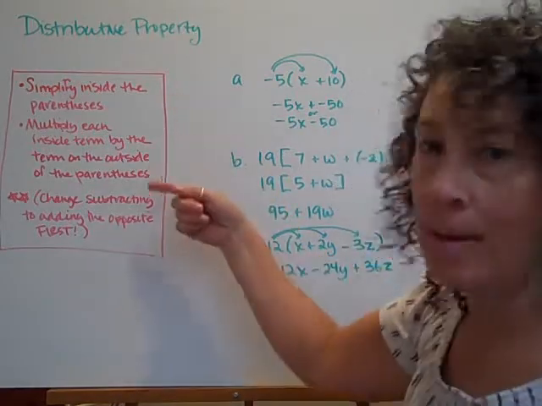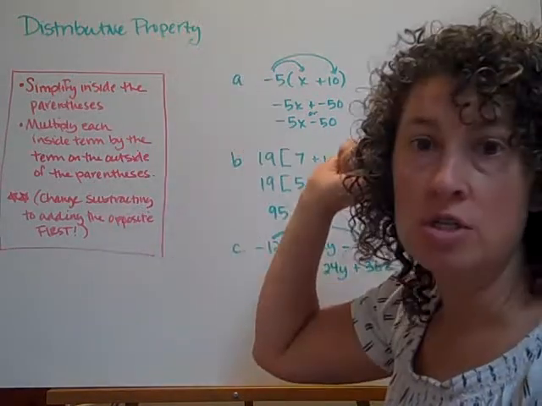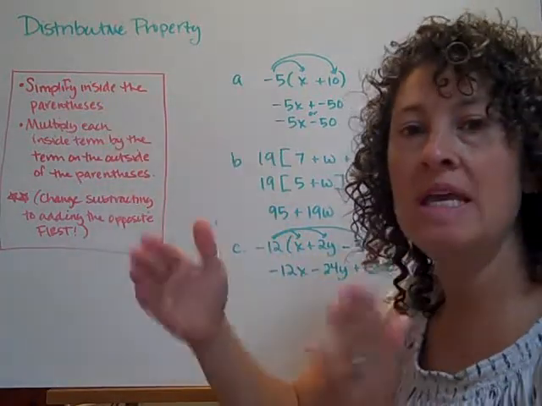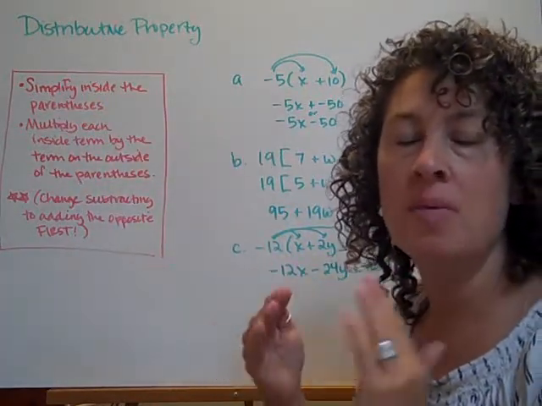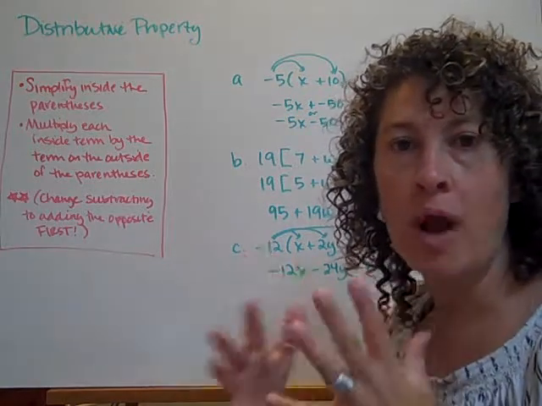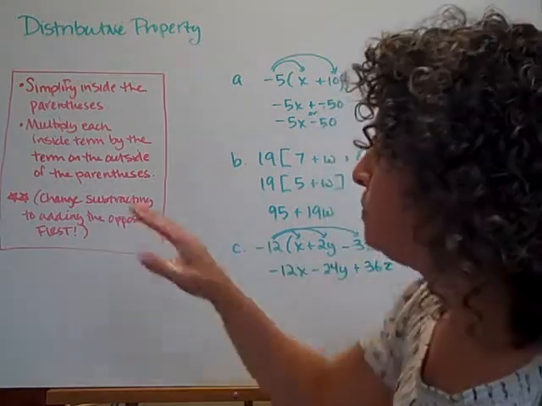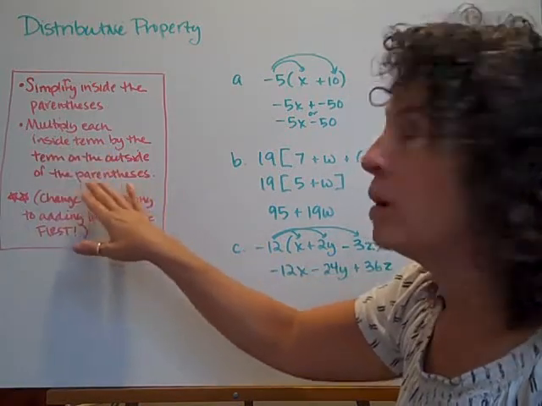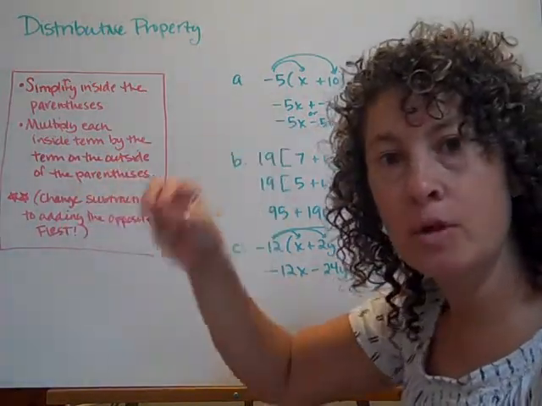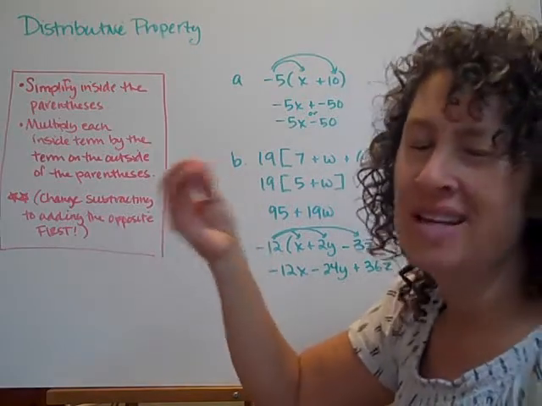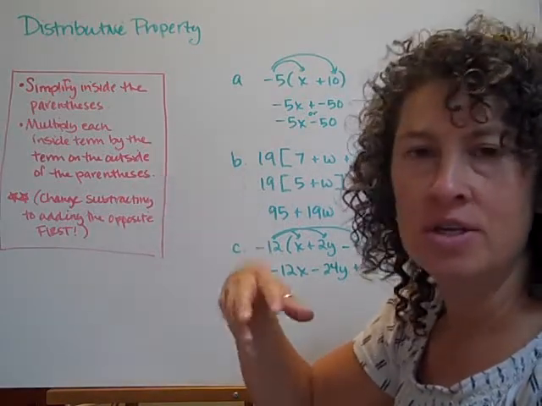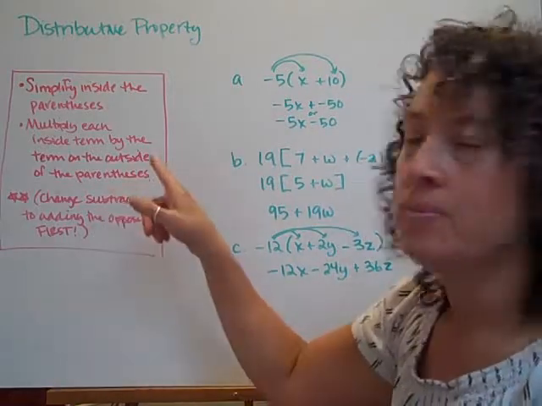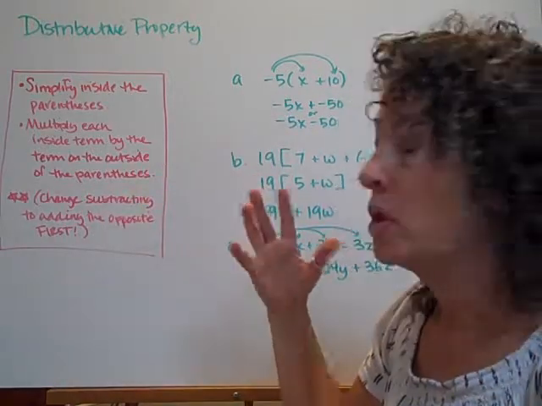So here are the steps we're going to follow, which deal with the distributive property. We're going to simplify inside the parentheses. We're going to look inside the parentheses and see if there's any math that we can do, adding or subtracting, combining like terms. We're going to multiply each inside term by the term on the outside of the parentheses. Whatever is being multiplied at the front of those parentheses, it's usually at the front. Every now and then they like to throw it at the back, but it's in the front most of the time. We're going to simplify that, and that will get rid of the parentheses for us.